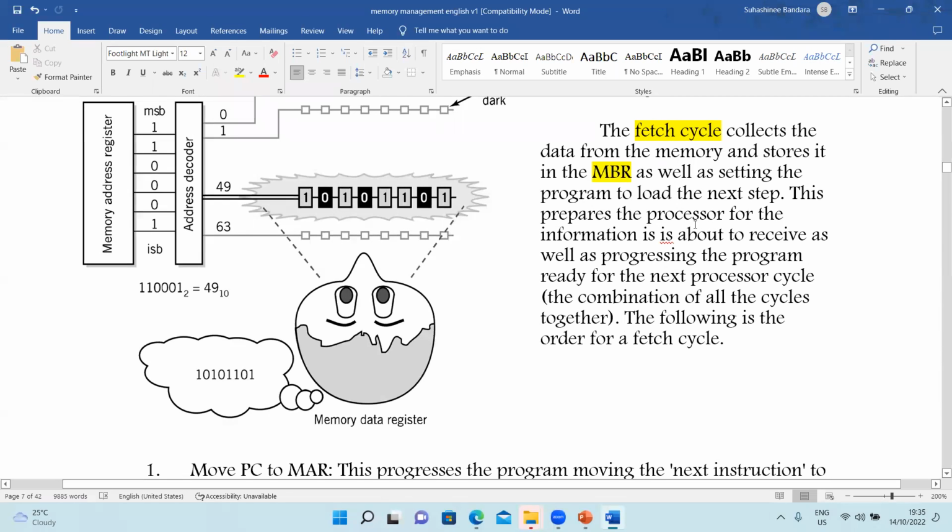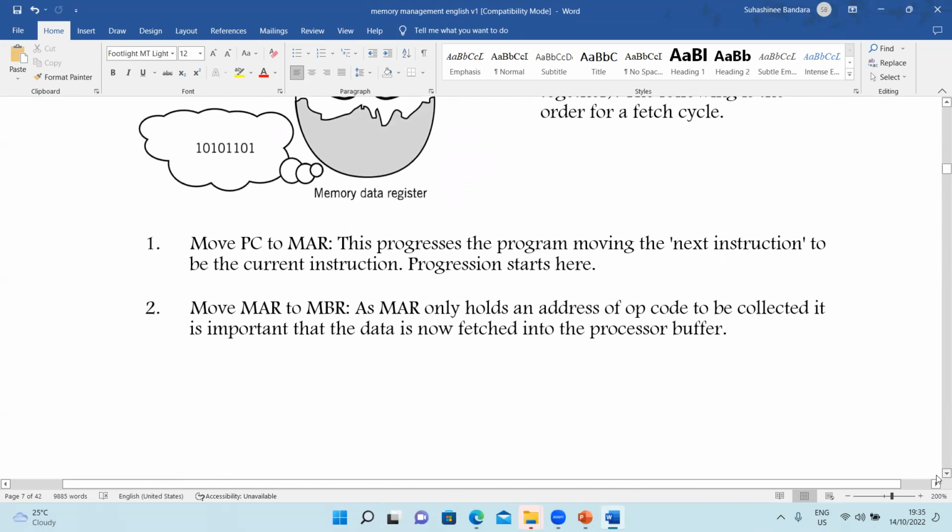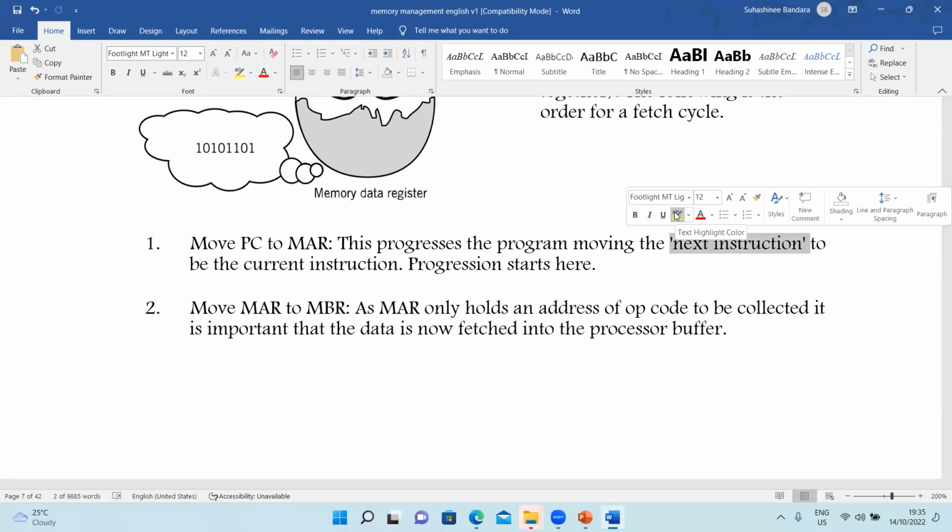Why? Decoding instruction is going on. We're progressing to the next process cycle, a combination of all the cycles according to the order. Move the PC program counter to MAR. This process progresses from the next instruction to the current. First take the first instruction, then go to the next instruction.